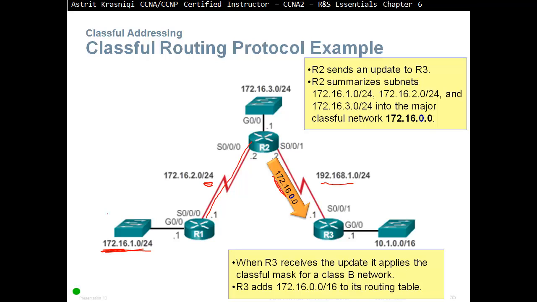When router 3 receives the update, it applies the classful mask for a classful B network. Router 3 adds 192.168.0.16 to its routing table.